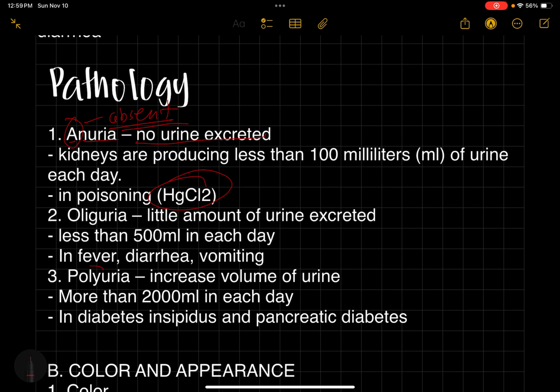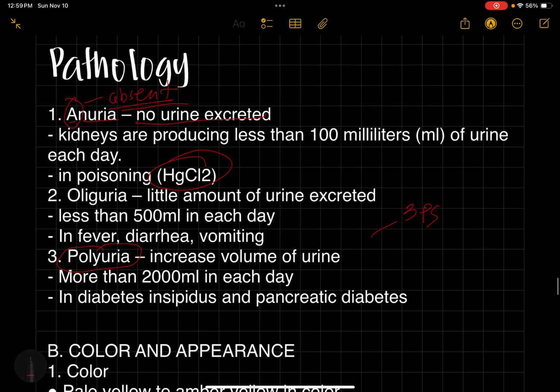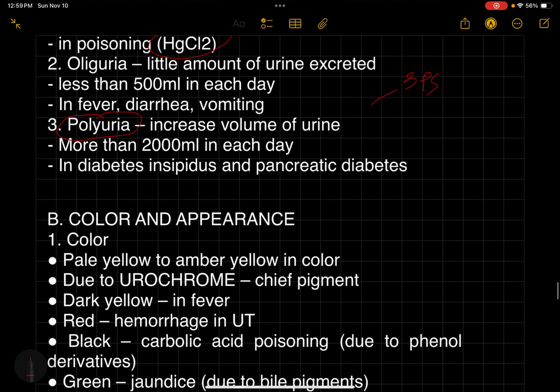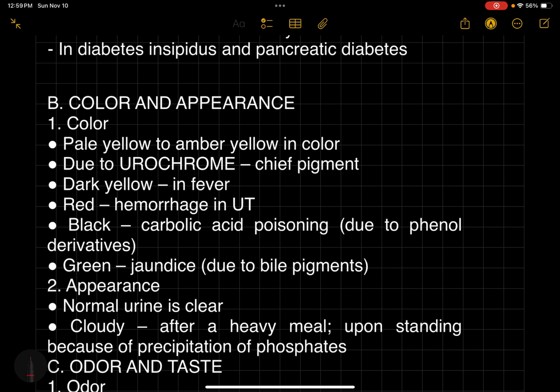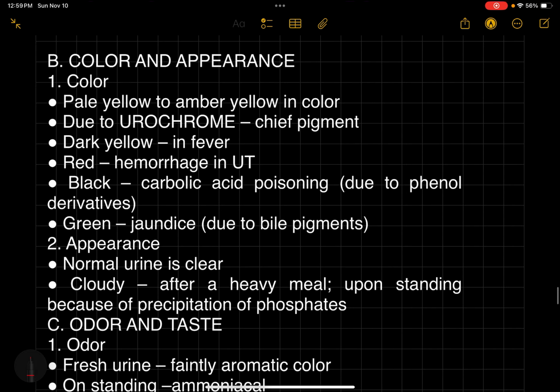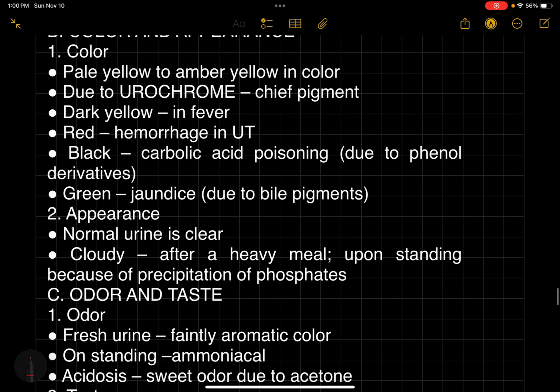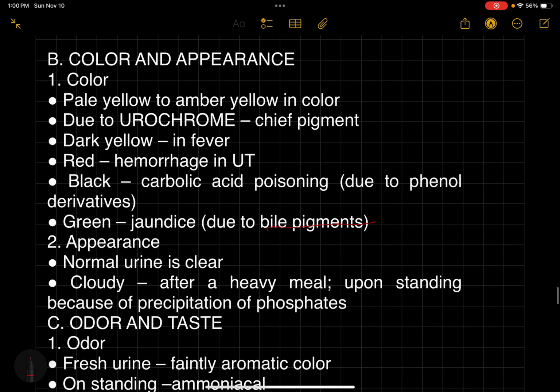So, it is like diabetes, the 3Ps, no? Polydipsia, polyuria, polyphagia. We have color and appearance of urine. It is pale yellow to amber yellow in color due to urochrome, the chief pigment. Dark yellow in fever, red in hemorrhage in the urinary tract, black in carbolic acid poisoning due to phenol derivatives, green in jaundice due to bile pigment.